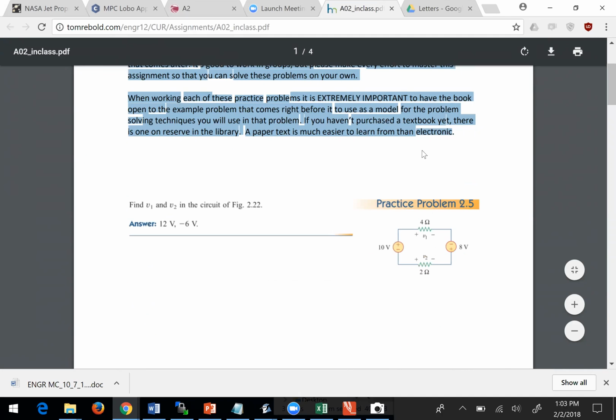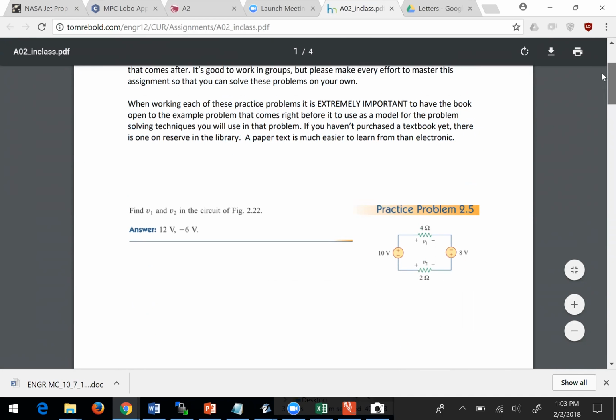Oh, because V equals IR and that would be, no, 36.